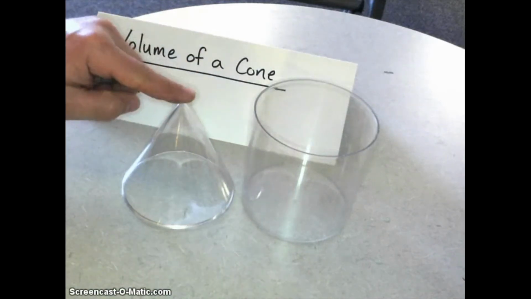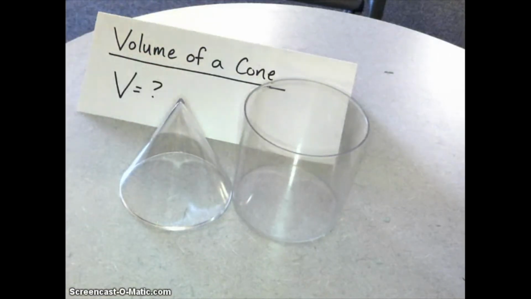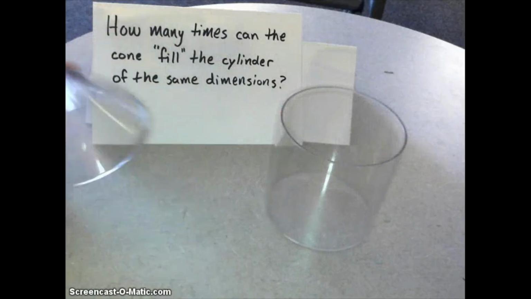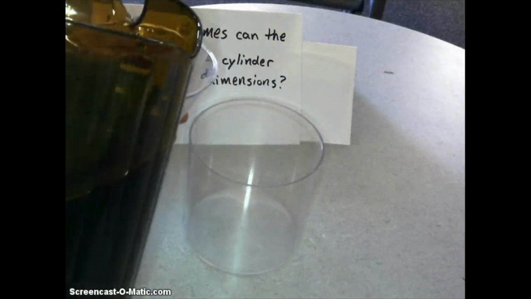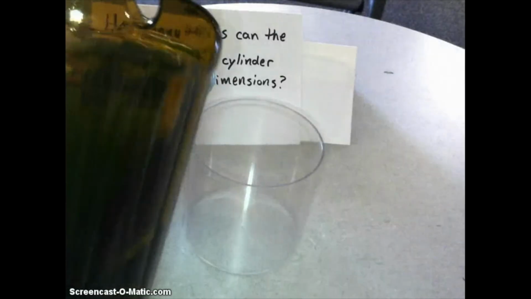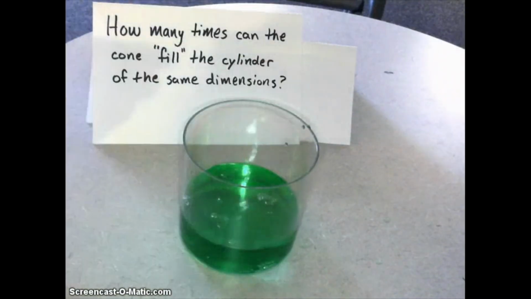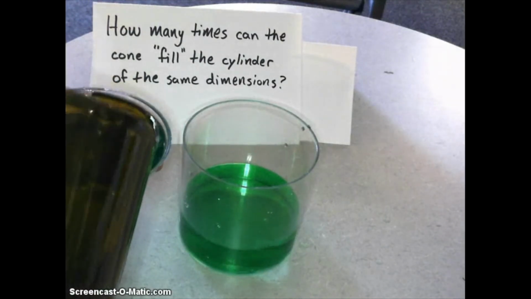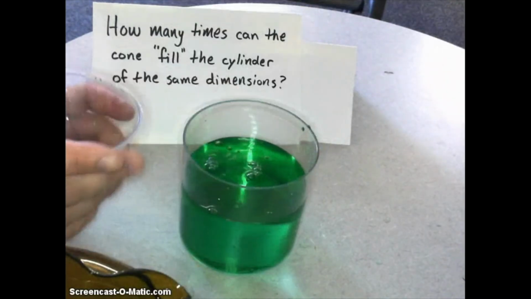All right, so if I have one cone that is the same base area and height as its corresponding cylinder, we again want to ask ourselves this question. How many times can one cone fill the cylinder of the same dimensions? So let's try that. One, and this is going to be a little harder to pour. Two, again, trying to be careful. And let's see if a third one will top it off.